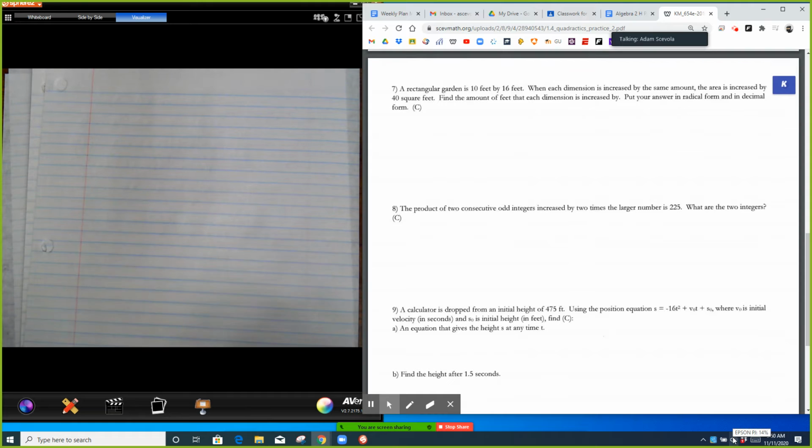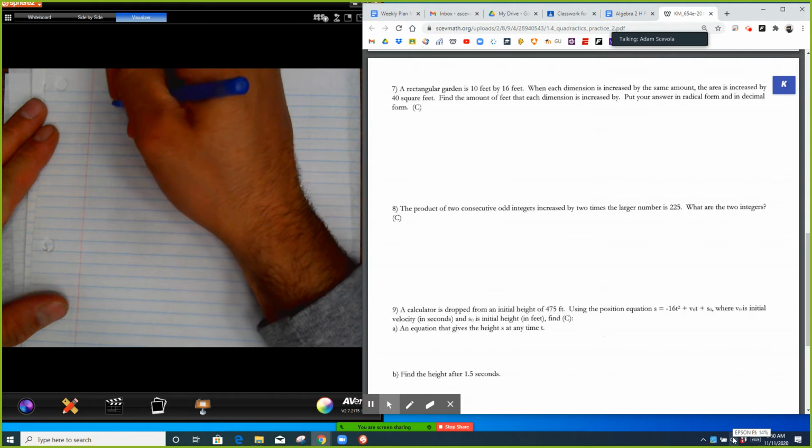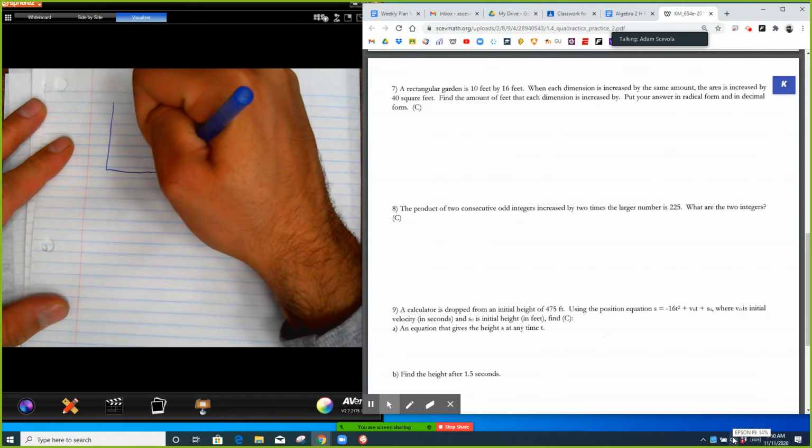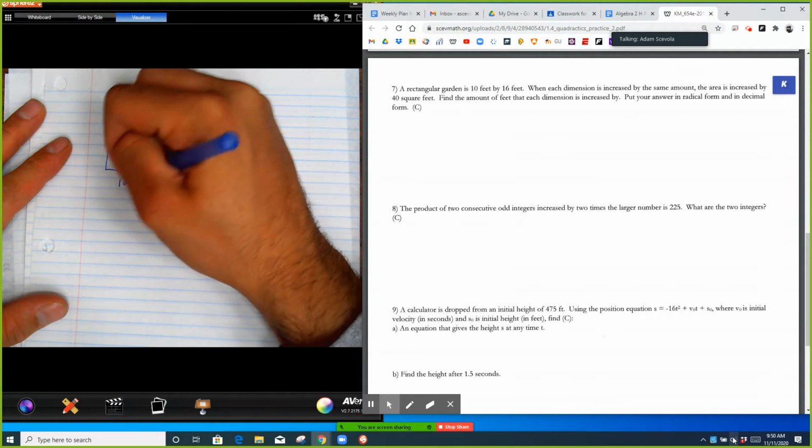All right, in this problem number 7, we have a rectangular garden that's 10 feet by 16 feet. So I'm going to draw a rectangle that is 10 by 16. I'll make 10 feet the width, 16 feet the length.